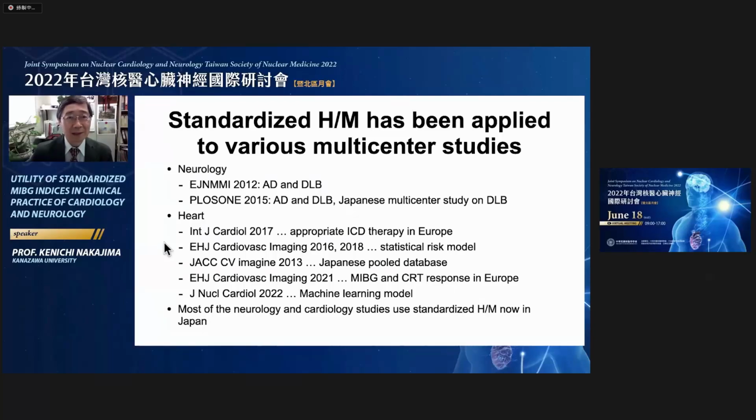Anyway, standardized HM has been applied to various multi-center studies, both in neurology and cardiology. For example, in EJNMMI, AD versus DLB differentiation, and this is a multi-center study on DLB, which was published in 2015. And in heart, in a Japanese study and European studies such as appropriate ICD therapy and MIBG for CRT response. This is summarized at Amsterdam University. And now, most of the neurology and cardiology studies use the standardized HM in Japan.